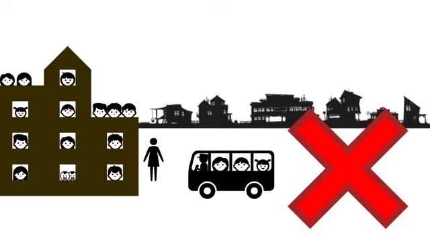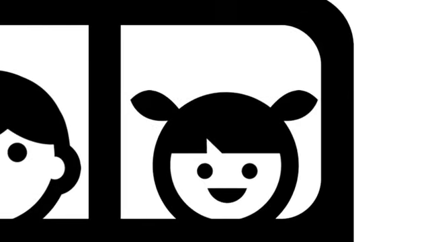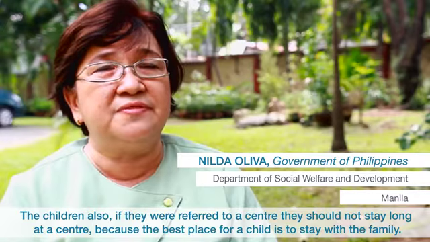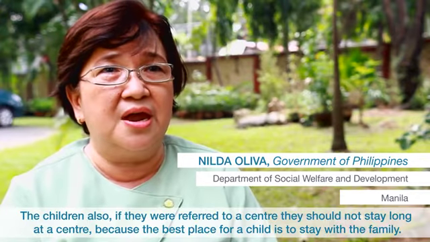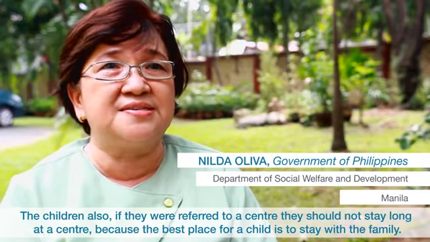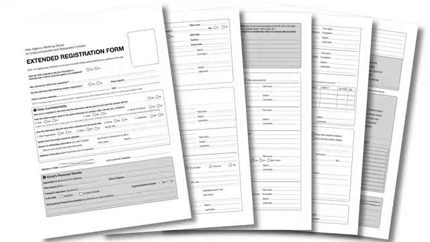This is particularly important for children under 3. The children also, if they were referred to a center, they should not stay long at the center, because the best place for a child is to stay with the family. Wherever separated children are, we need to keep track of them and monitor their well-being.